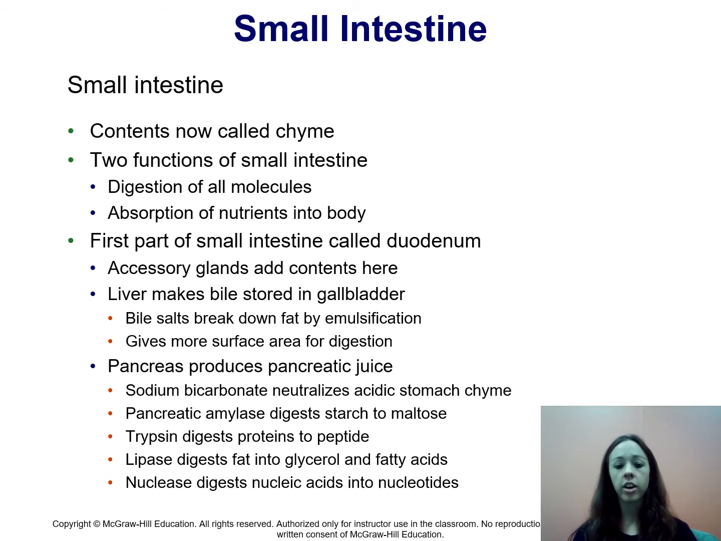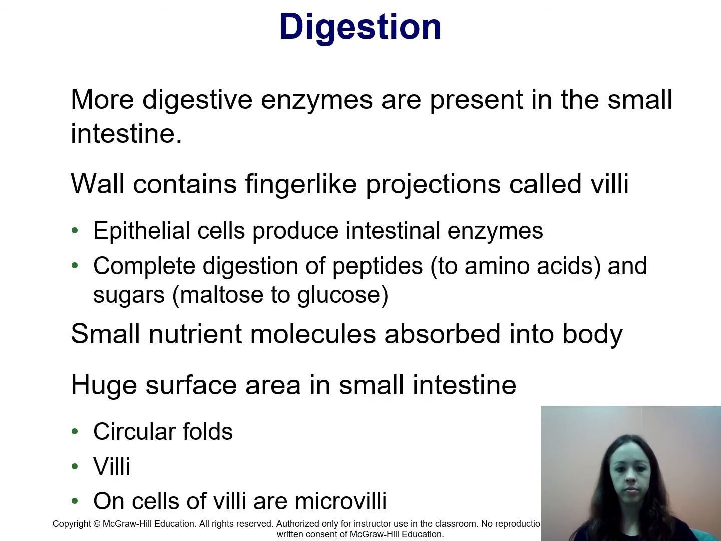Like the pancreatic amylase will digest starch into maltose. Trypsin will digest proteins into peptides. Lipase digests fats into glycerol and fatty acids. And the nuclease digests nucleic acids into nucleotides.